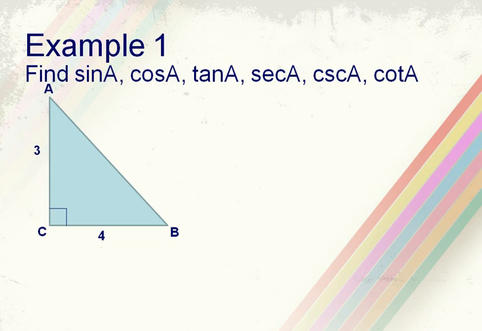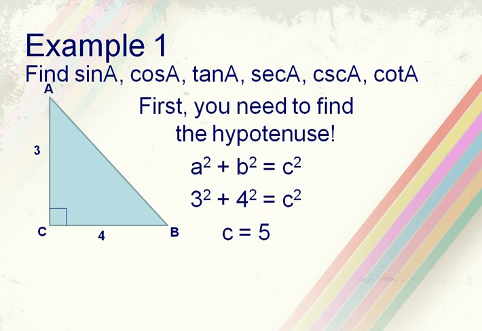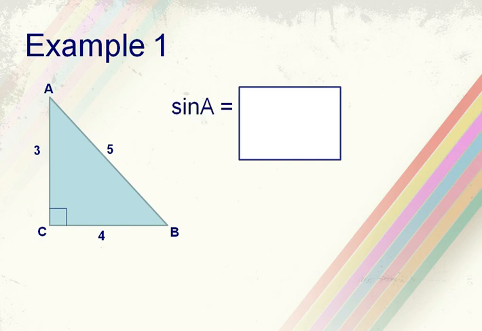What should come to mind is the Pythagorean theorem. Once we find side C, we realize that it is 5 units. Now that I have all three side measures of my right angle triangle, I'm able to write all my ratios. The first ratio we begin with is the sine of angle A.